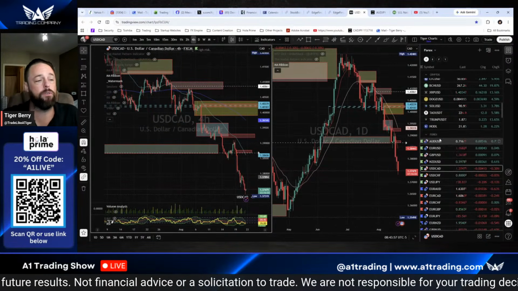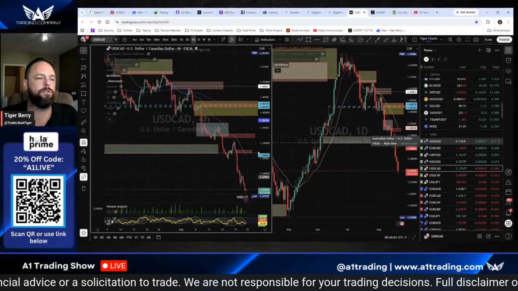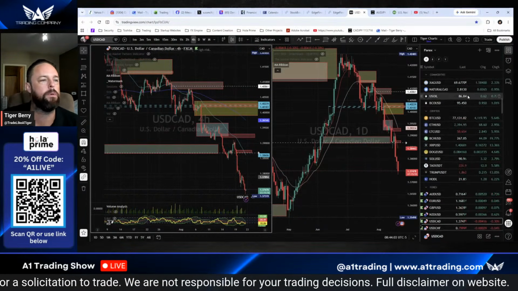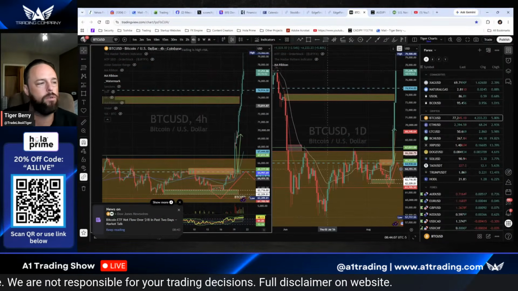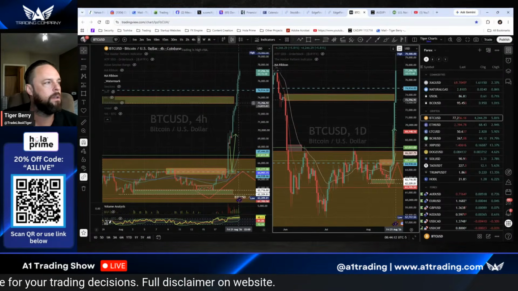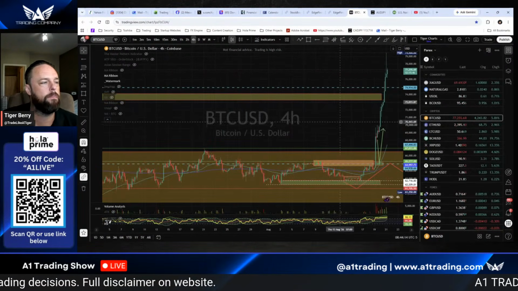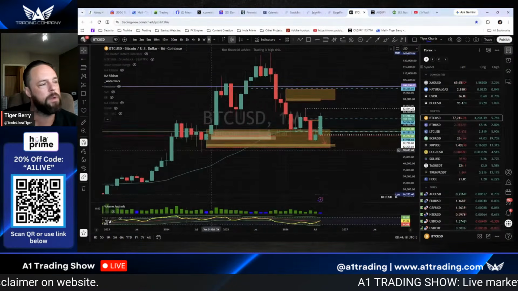And then still the other dollar pairs where the dollar is the quote currency. So currency wise, still looking at most of the majors. Bitcoin has obviously just been going to the moon at this point ever since that announcement came out the other day. And just kind of looking back at the major time frames again, all the way back to the monthly, just to remember where we're at.